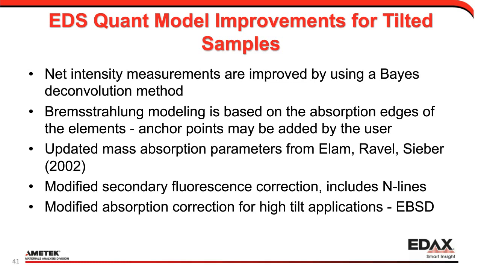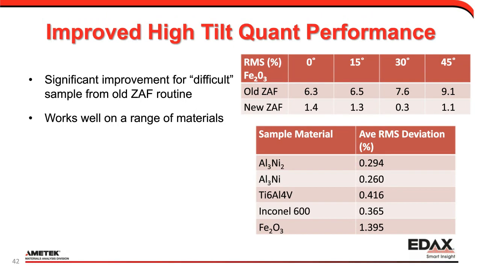We improved our deconvolution through a Bayesian statistical analysis. The background modeling was adjusted. The mass absorption parameters were updated. We modified the absorption correction for the high tilt and some of the fluorescence corrections that all should have improvements for the high tilt values. And sure enough, as we do this, our NUSAF here drops this down on the iron oxide sample from a 9% difference to about a 1% difference. And so we ran this down from a range of materials, and really everything, the worst case was again around that 1% difference.